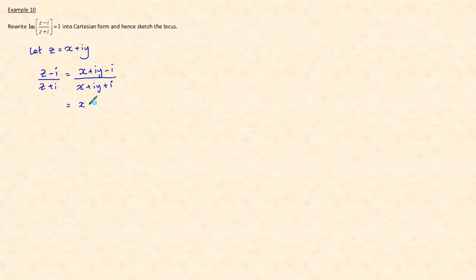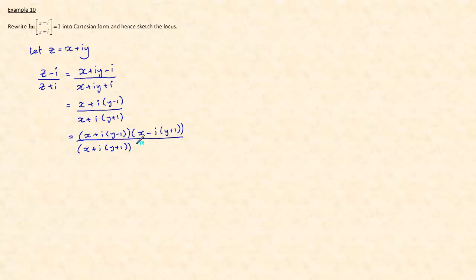So that's x plus i(y minus 1) over x plus i(y plus 1). Now, we know how to deal with this situation. What we're going to do is multiply both the top and the bottom by the conjugate of the bottom. So that will be x minus i(y plus 1), and then on the bottom we've got x plus i(y plus 1) times x minus i(y plus 1).